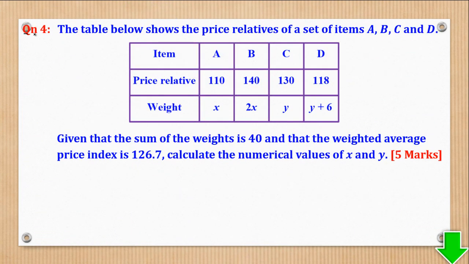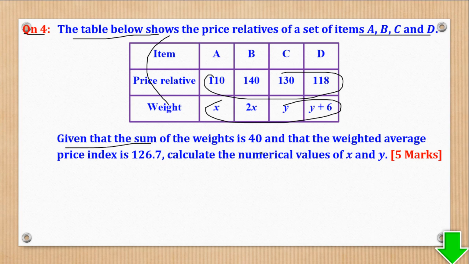Then question 4 says, the table below shows the price relatives of a set of items A, B, C, D, which is this. So these are price relatives, these are their weights. Given that the sum of the weights is 40 and that the weighted average price index is 126.7, calculate the numerical values of X and Y.